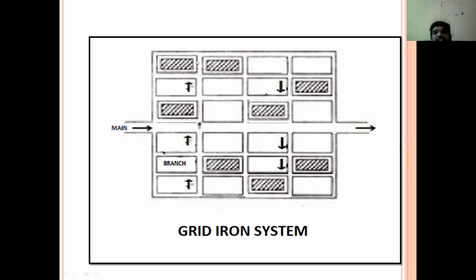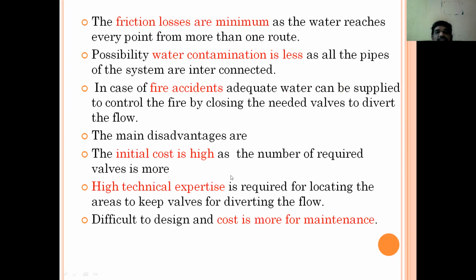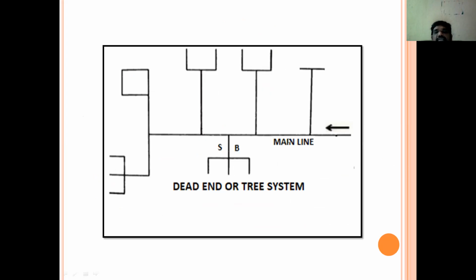This is the rectangular layout, whereas in the previous case, this is the layout of the dead end system, where the water is flowing in one direction. From this direction, all the service lines and branch pipes are connected to the main pipeline. There is bacterial contamination due to the long period of storage of water.